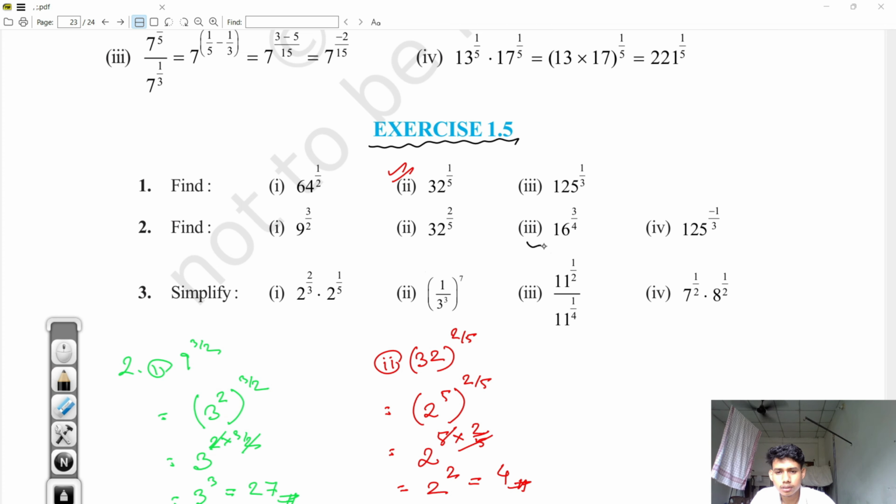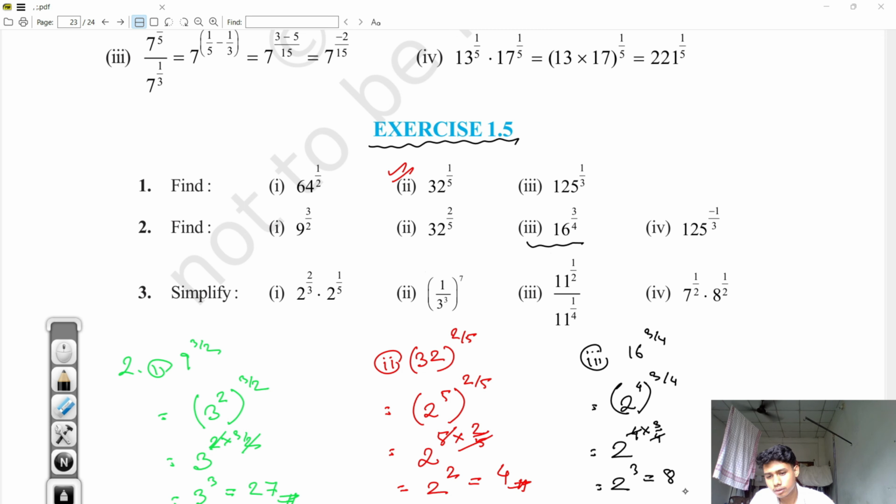Third question, 16 to the power 3 by 4. 16 को हम लिख सकते हैं 2 to the power 4, और बाहर पे है हमारा 3/4. Again we'll use the same technique. 4 times 3/4, 4 and 4 will cancel each other. The remaining part is 2 cube, which is equals to 8.